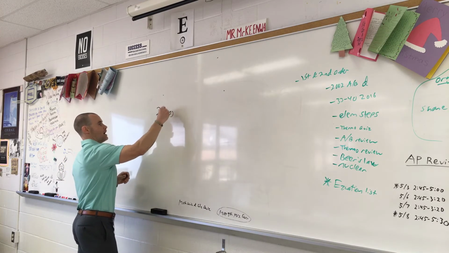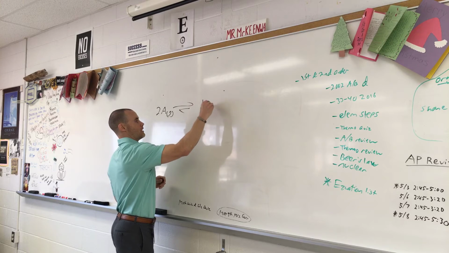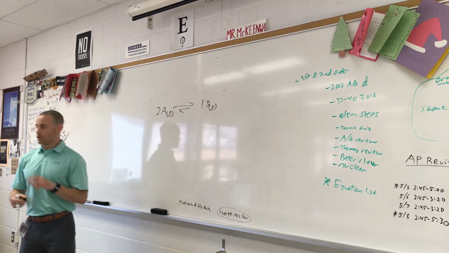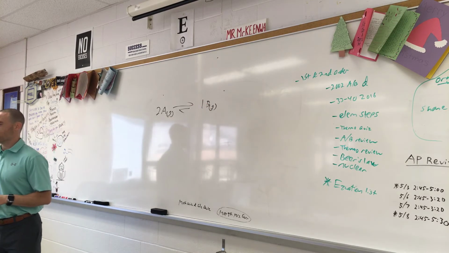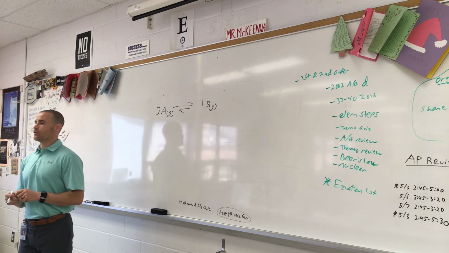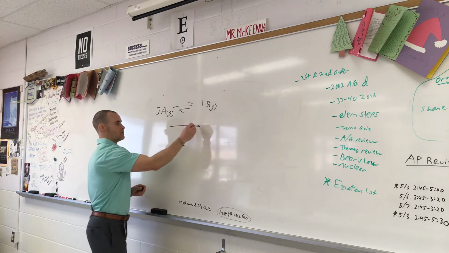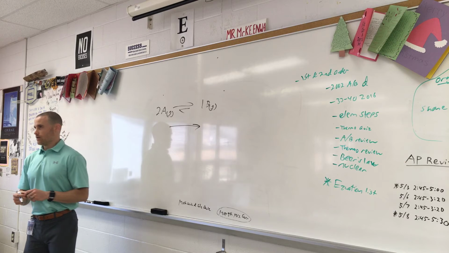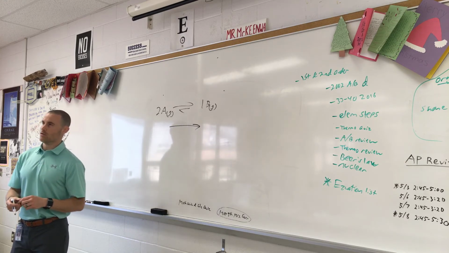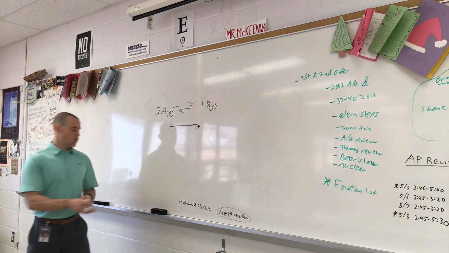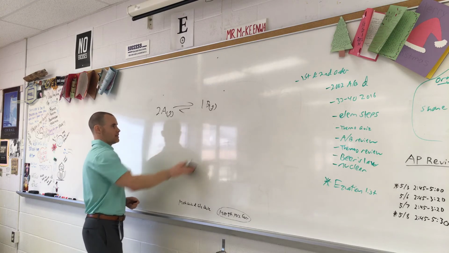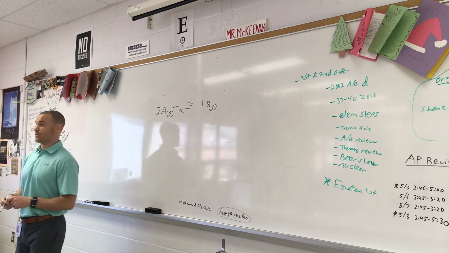Let's say you have 2A and then 1B. If this is at equilibrium and you increase pressure, which way does it shift? Increase pressure, it shifts towards the lower number of moles. Decrease pressure, towards the higher number of moles. Okay, what if the volume of this container is decreased?